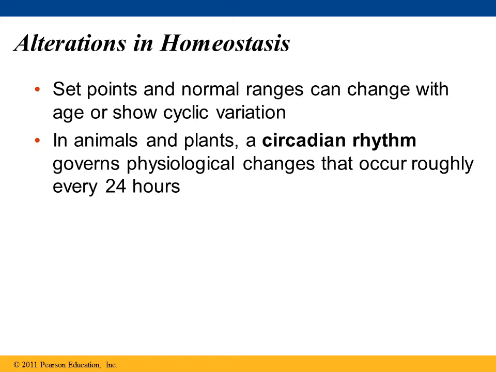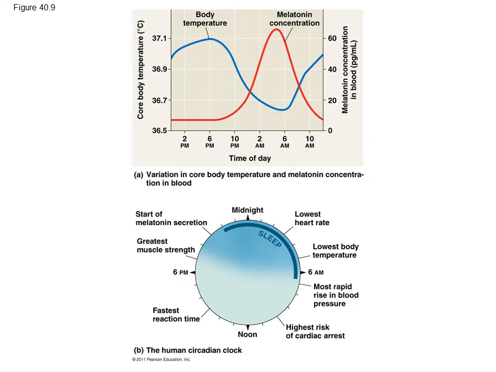Now, changes in set points and normal ranges can be caused by age and cyclic variation. In animals and plants, the circadian rhythm governs physiological changes that occur roughly every 24 hours. The circadian rhythm controls the changes that happen during our 24-hour day. So here's figure 40.9, which shows the human circadian rhythm that controls the changes that occur in the body in order to maintain homeostasis.